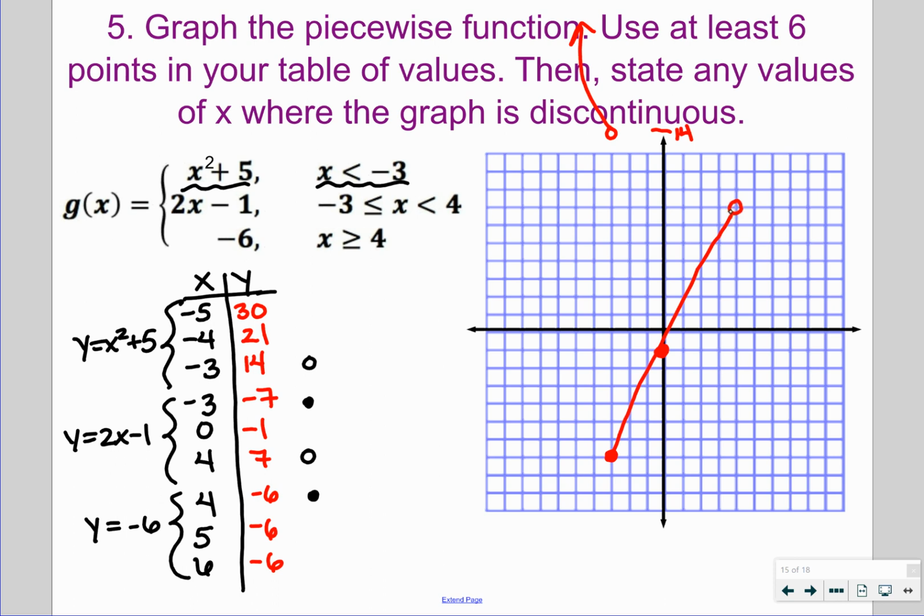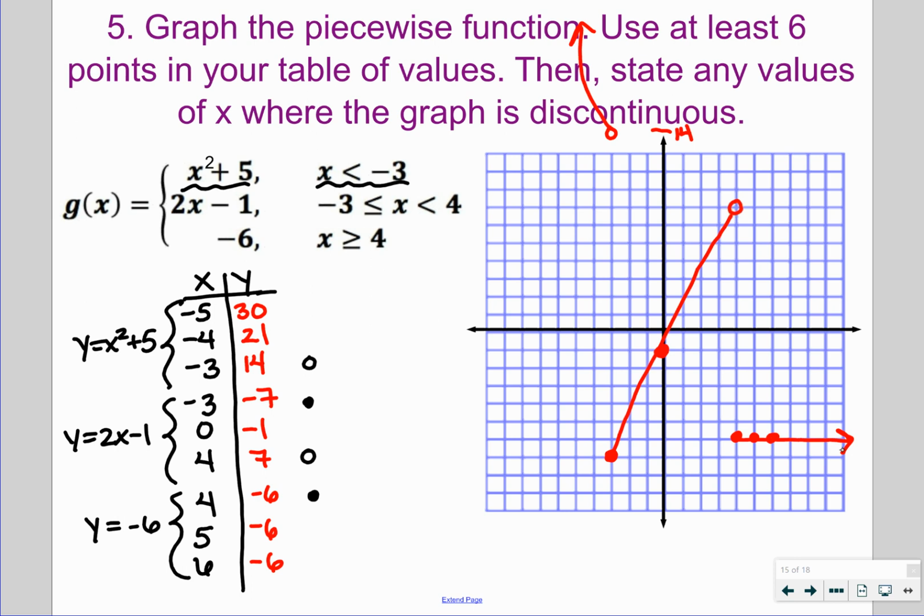And then last but not least, 4, -6, 5, -6, 6, -6. And that one was defined for any value greater than 4, so that guy's going to go forever to the right. Okay, and then you can real quick do a vertical line test and make sure it passes the vertical line test because this is a function.